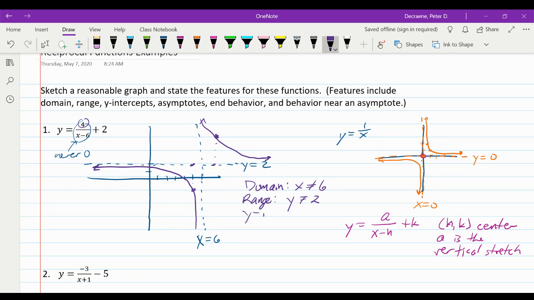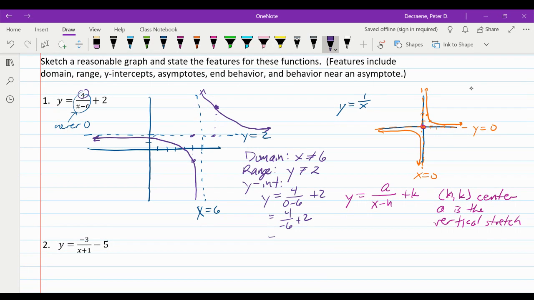To find the y-intercept, as usual, plug in 0 for x, so I get y equals 4 over 0 minus 6, plus 2, so it's 4 divided by negative 6, plus 2, which is going to be negative 2/3 plus 2, which is going to be about 1.33. We did the asymptotes already, x equals 6 and y equals 2.